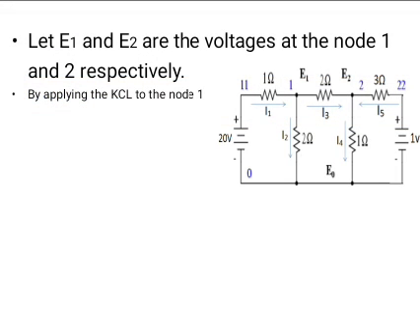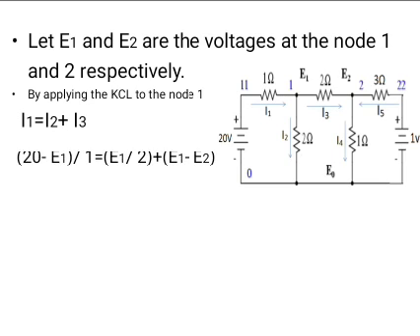By applying KCL to node 1, I1 equals I2 plus I3. Depending on the direction of the current I1, I1 equals (20 minus E1) divided by 1 ohm. I2 equals (E1 minus E0) divided by 2. And I3 equals (E1 minus E2) divided by 2 ohm.